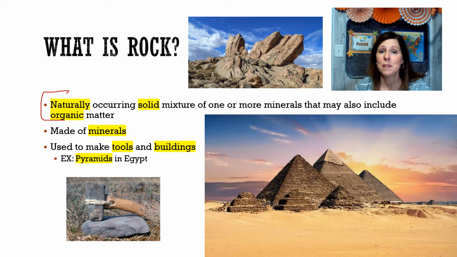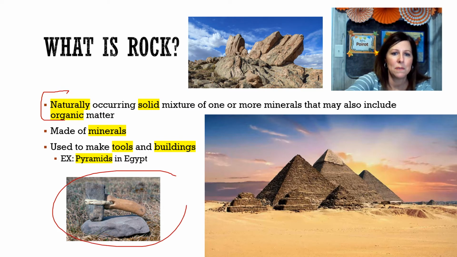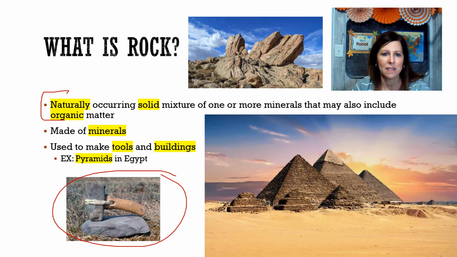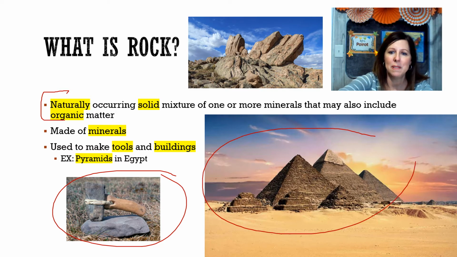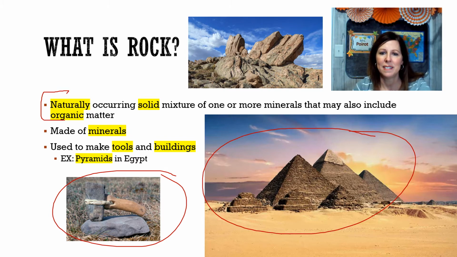Rock has been an important natural resource as long as humans have existed. Early humans even used rocks as tools. In this case, you can see a picture of a rock being used as a hammer. We've also used rock to build the Great Pyramids of Giza. This is an example of limestone rock that they used. So it's used a lot, and we can find it almost every place on Earth.